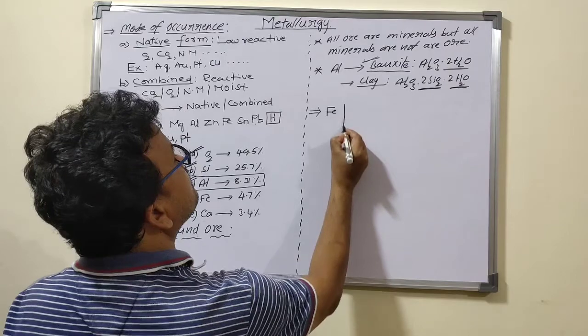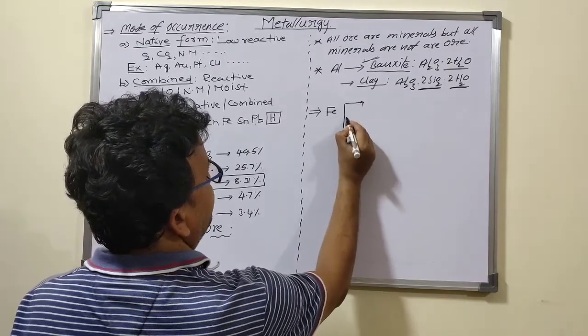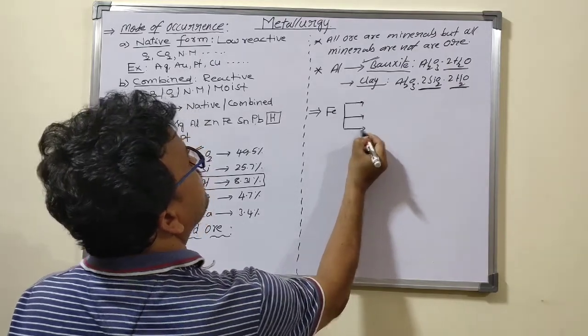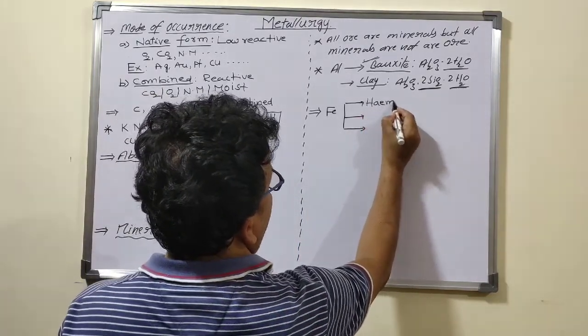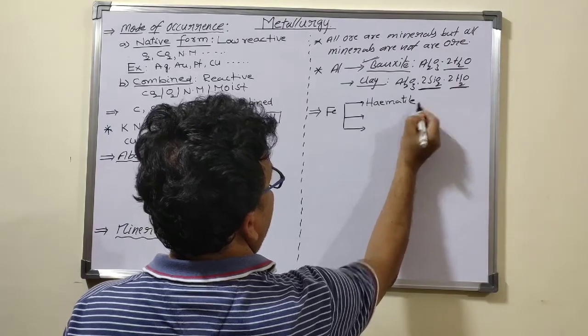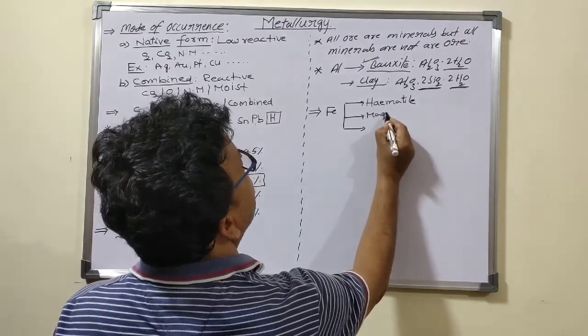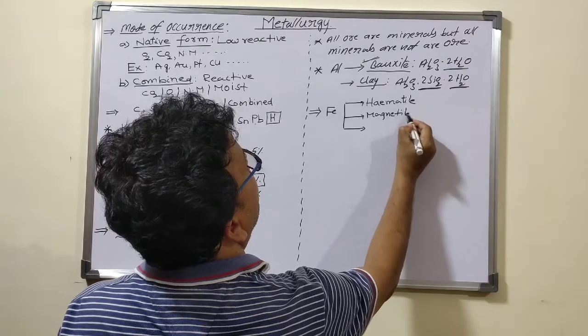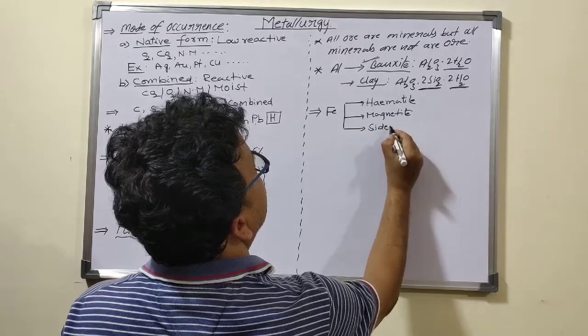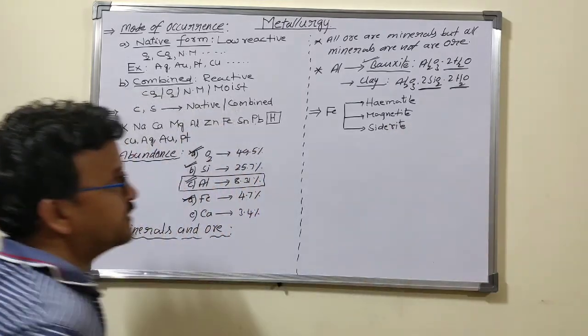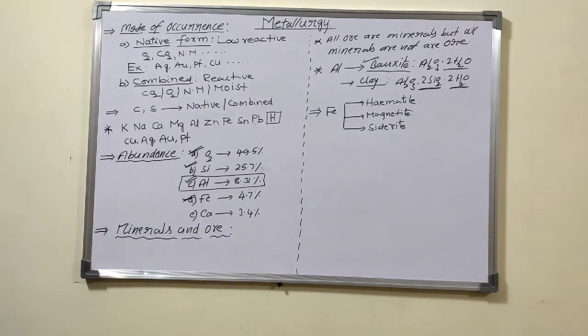In different forms. The main forms I am writing here are hematite, magnetite and siderite. So iron exists in three forms: one is hematite, the next one is magnetite, the next one is siderite.